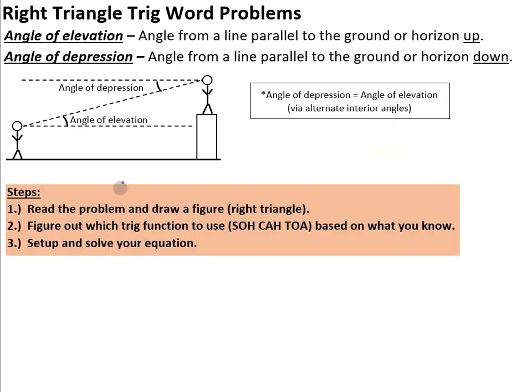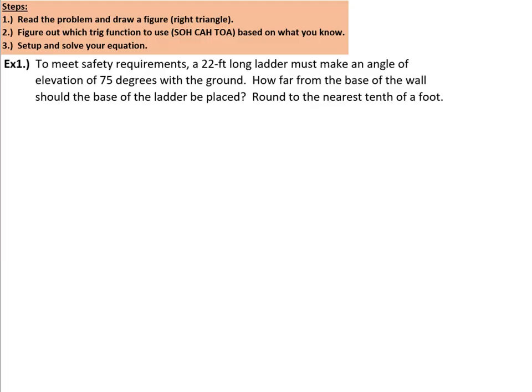So here are the steps we're going to use when we work with our word problems. One, we want to read through the problem carefully and draw a figure, which will be some form of a right triangle, but we need to label things. I like to be a little artsy with these, it's a little more fun. Two, figure out which trig function to use. So SOHCAHTOA, we'll think about that based on the things that we know and what we're trying to solve for. And three, set up and solve our equation, of course. Okay, so those are the steps again. And let's do our first example.